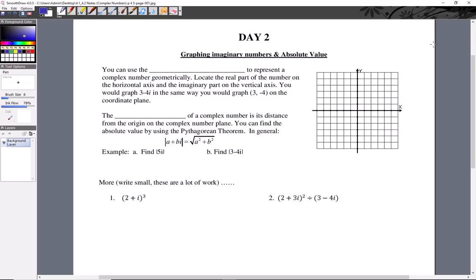So we're going to be on page 9. And this is day 2 of imaginary numbers. We're going to do a little bit of graphing, a little bit of simplifying, and so here we go.